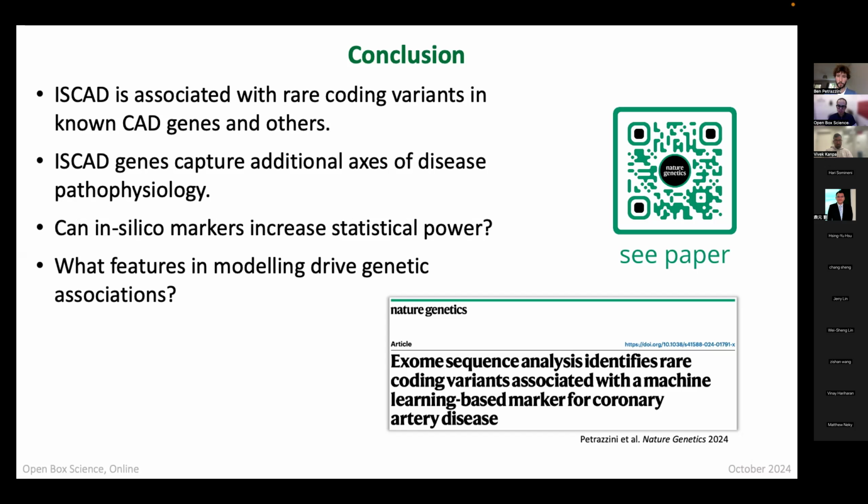And so, as I mentioned, this study was published this year in Nature Genetics, and I'm giving the QR code to a PDF of the paper if you want to access it and give it a read.